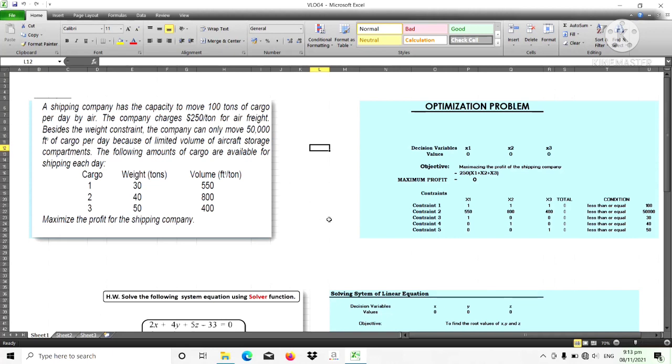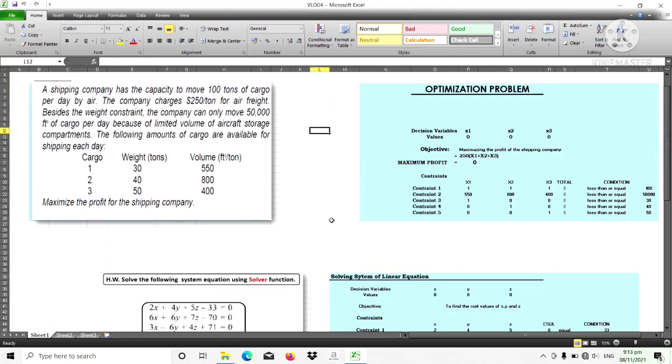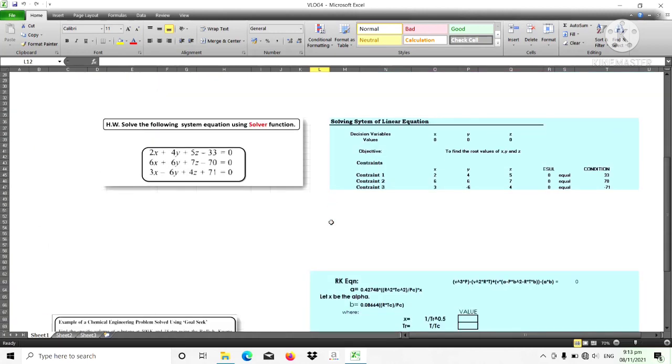So for this video, we would like to use Excel Solver and Goal Seek in solving differential problems. So we have the optimization problem, the solving system of linear equations, and also the problem using Goal Seek.